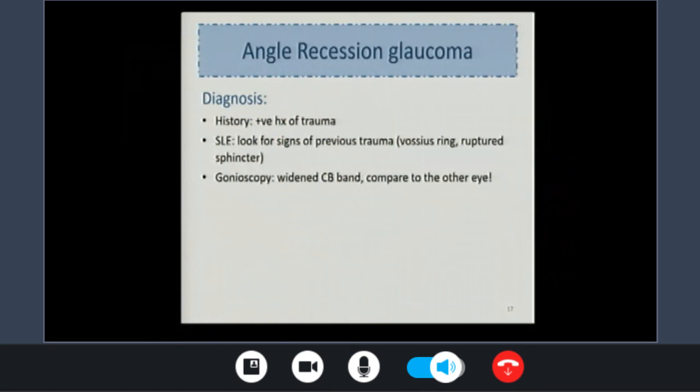So the diagnosis of angle recession glaucoma is usually made on a clinical basis, based on history, of course, and examination. Don't forget always to do gonioscopy and examine the other eye, very importantly, because if there is 360 degrees recession, you might miss it if you don't compare to the other eye, in addition to looking for signs of previous trauma, such as a Vossius ring or ruptured sphincter.